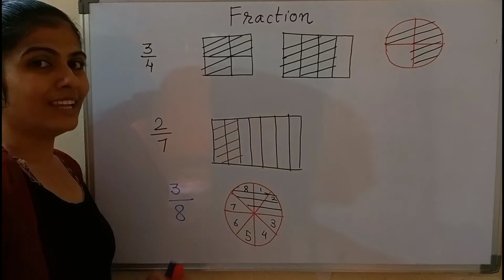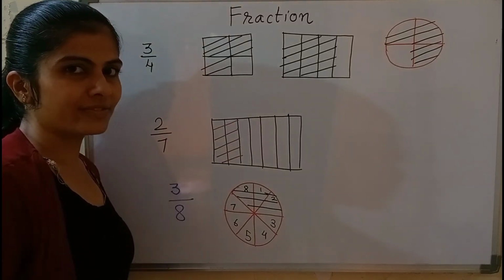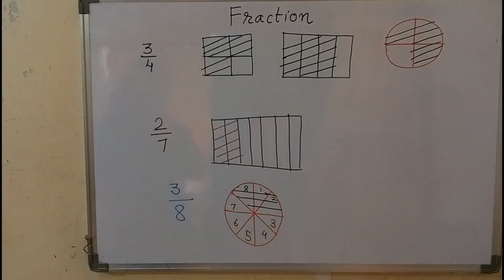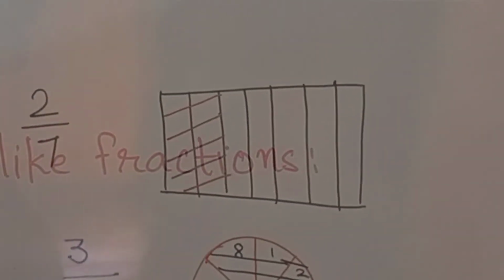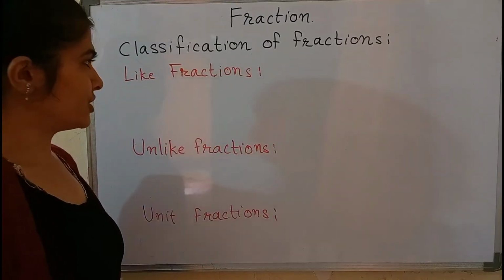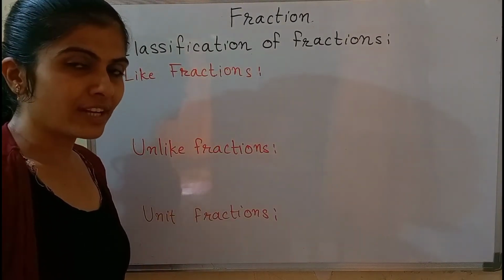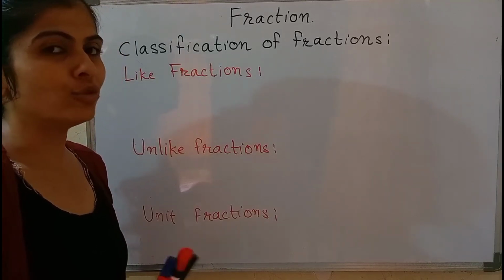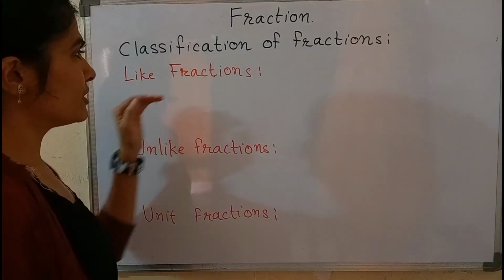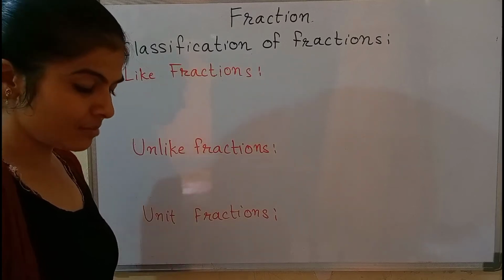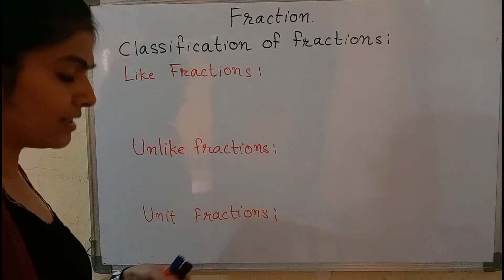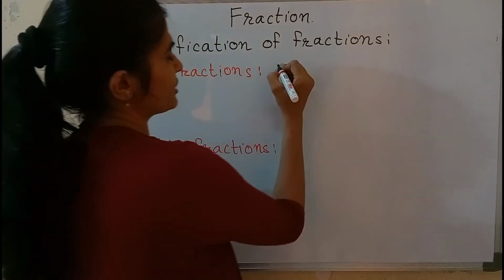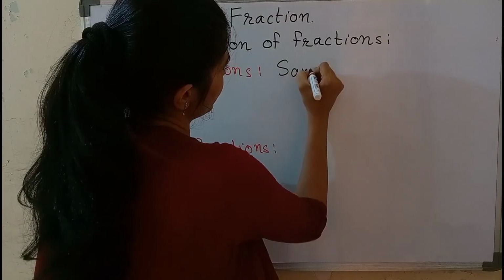Okay. Now let's classify the fractions. First, we can classify these fractions by looking at the numerator or denominator. So the first one is like fractions. Now what is the meaning of like fractions? We can define it as: like fractions are the fractions having the same denominator.